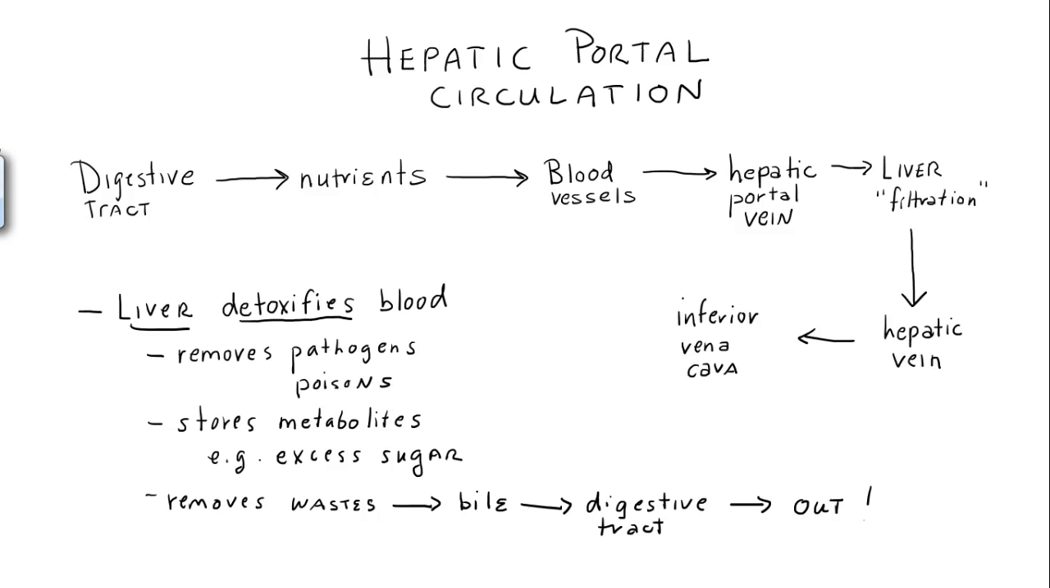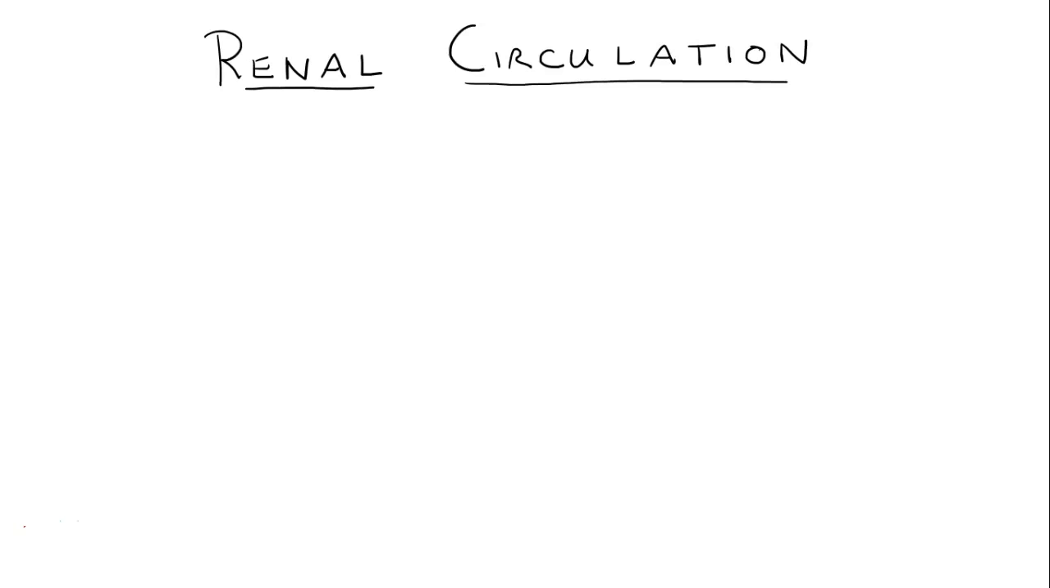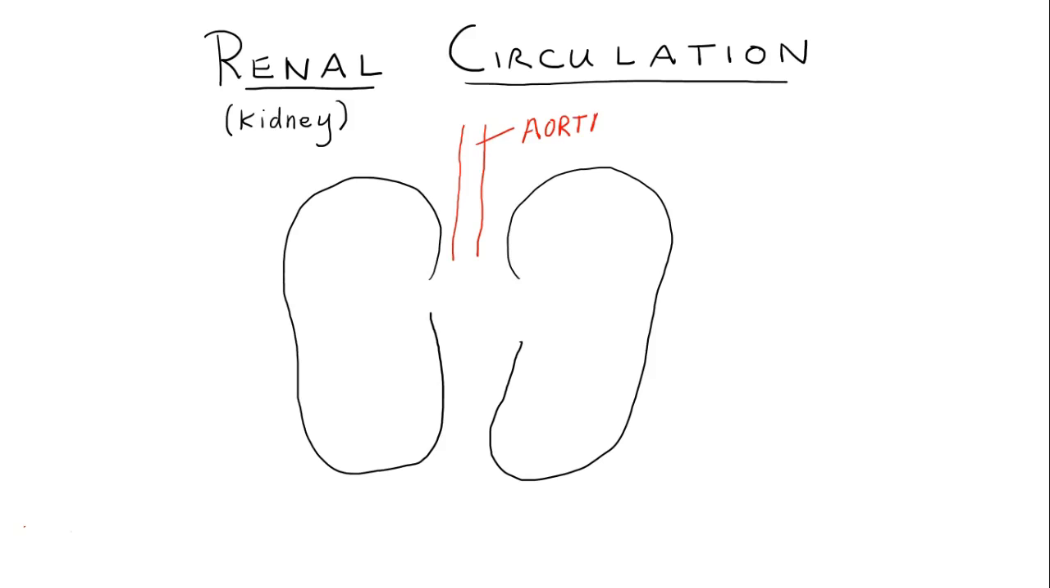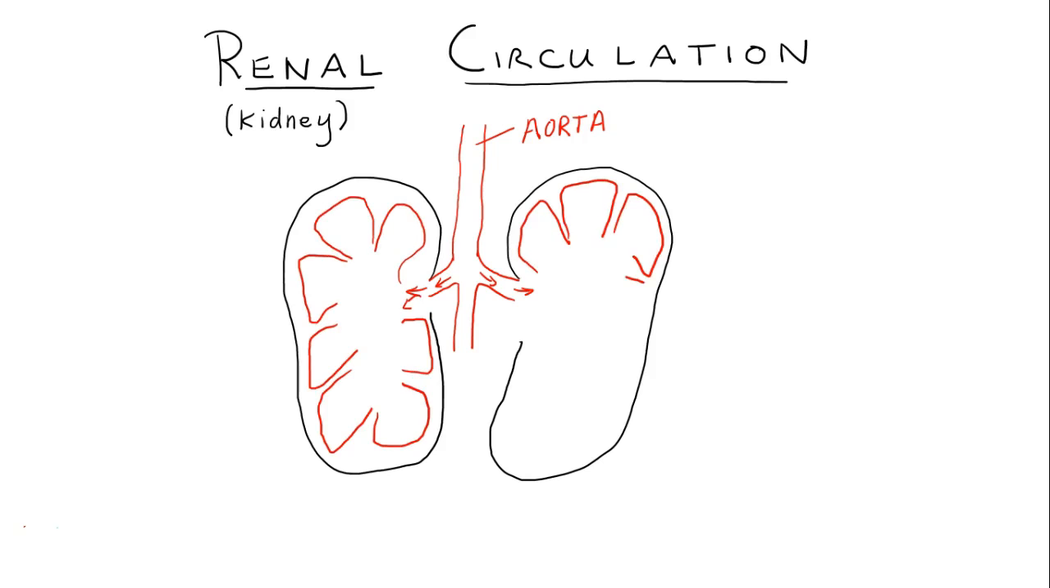And then in our next slide, we're going to talk about the renal circulation, or circulation to the kidney. And so the kidney is going to filter the blood, and you have two kidneys. The blood is going to lead into the kidney through the descending aorta, which branches off into the renal arteries, and you can see them in red. And so blood is going to circulate through the kidney and deliver oxygen to the kidney, because the kidneys need oxygen to do their job, and also deliver nutrients to the kidney.